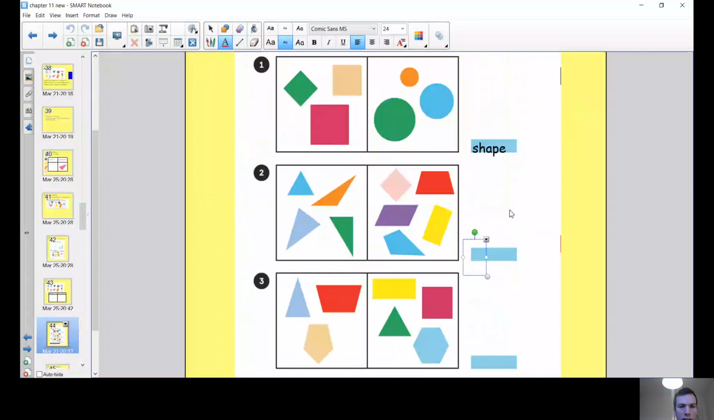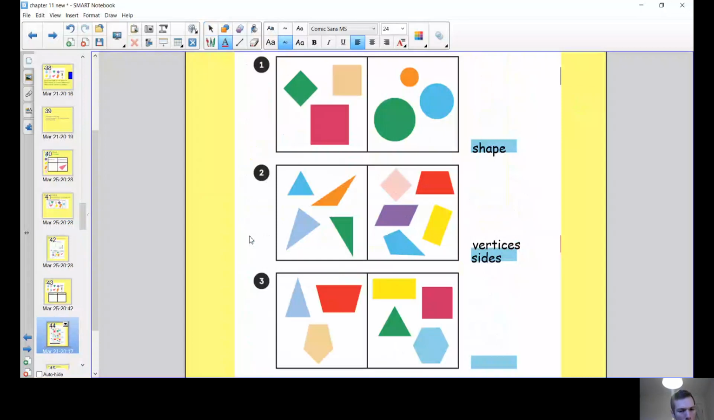What have we used over here? These all look like triangles to me, and these all look like they've got 4 sides. So we could use sides to sort these, but you might notice that we could also use vertices. We could use vertices or sides to sort the shapes. 1, 2, 3, 4, 1, 2, 3, 4, 1, 2, 3, 4. They all have 4 vertices and they all have 4 sides.